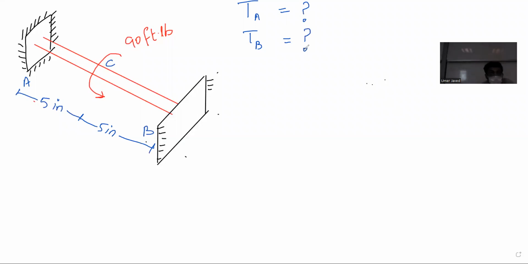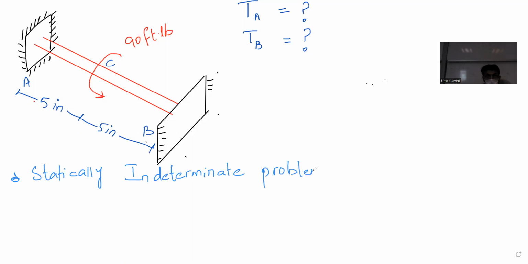So first thing first, is this a statically indeterminate problem? The answer is yes, right? Because if I just ask you, my voice is 100% clear, right? To our online students. Hassan, right? Yes, Sujam, it's clear. Okay, so this is a statically indeterminate problem.